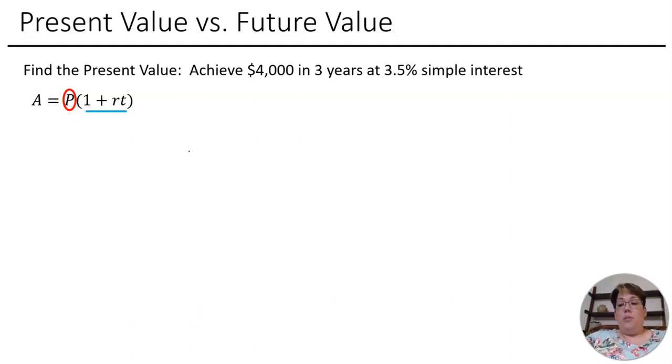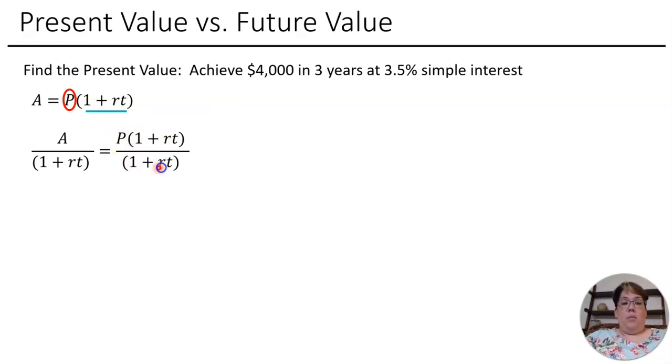I'm just going to show you, and I just want you to watch this, okay? Just watch it. You're not going to be tested on this. So this is what it looks like. I divided by 1 plus RT on both sides, because if you remember from algebra, whatever you do to one side, you have to do to the other side. Now, these will cancel each other out, and you get A over 1 plus RT. So that is my formula for the present value of simple interest. That is where this formula comes from.